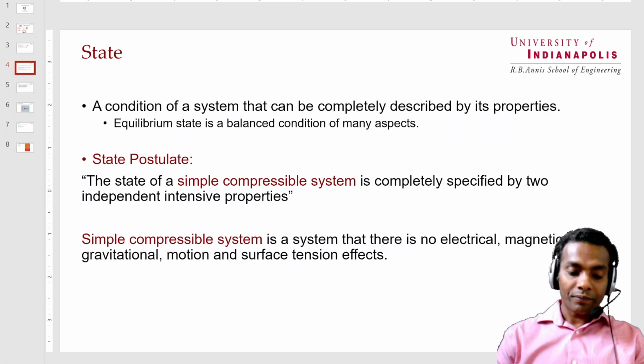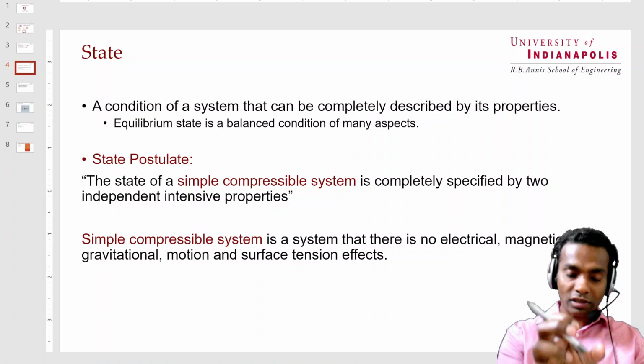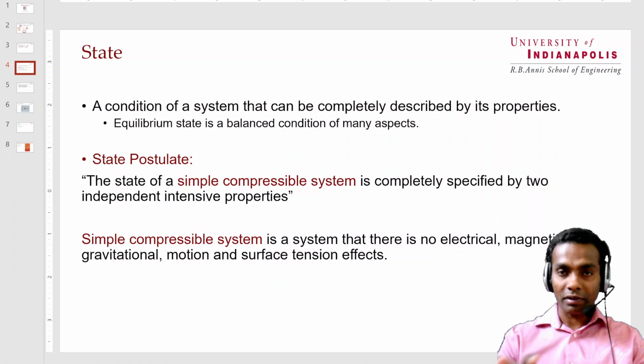A state. Now, once you know the state, we identify what the system is, then we have the properties, right? And then the state. State is a condition of a system that can be completely described by its properties.